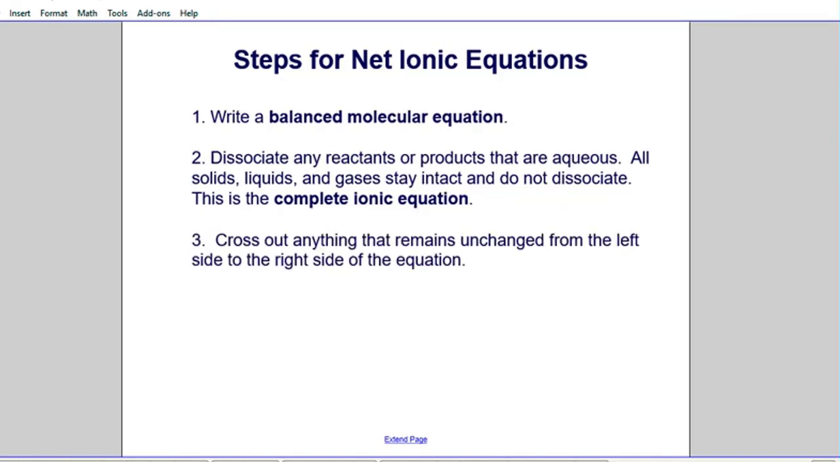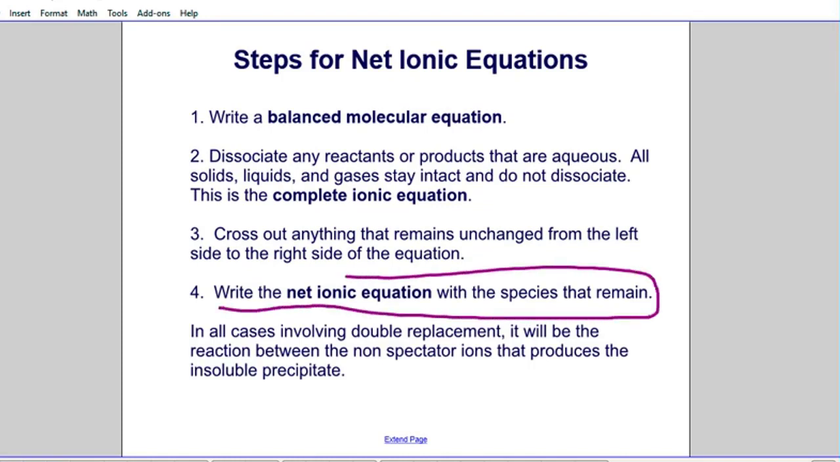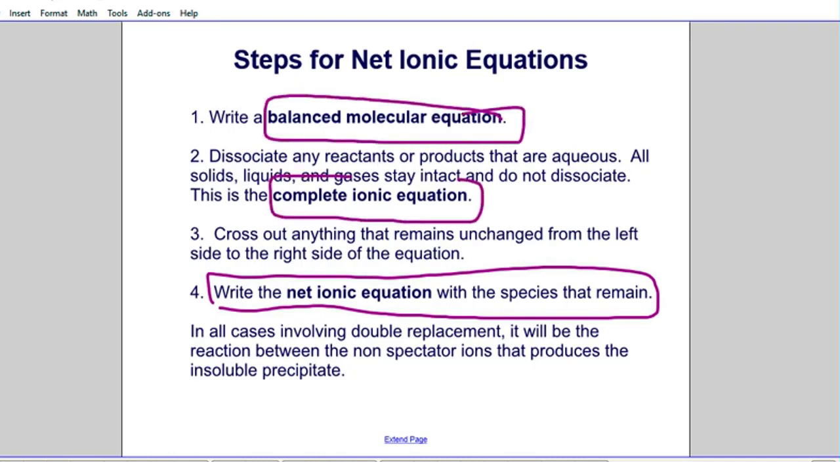Now we cross out anything that remains unchanged from the left side to the right side of the equation. And what do you think we're going to wind up with? Yep, the net ionic equation. So we have three things here: a balanced molecular equation, which leads to a complete ionic equation, and then finally the net ionic equation.